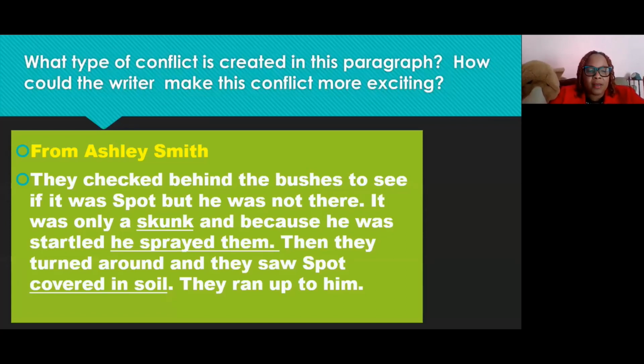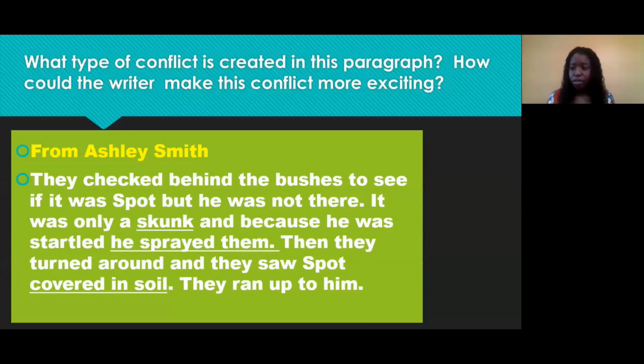And this is from Ashley. They checked behind the bushes to see if it was Spot, but he was not there. It was only a skunk, and because he was startled, he sprayed them. Then they turned around and they saw Spot covered in soil. They ran up to him. The clues we have here are a skunk that sprayed them, and that Spot was covered in soil. For the first one, I underlined the clues for you, but for the others, you have to find the clues on your own. So, what type of conflict is this?